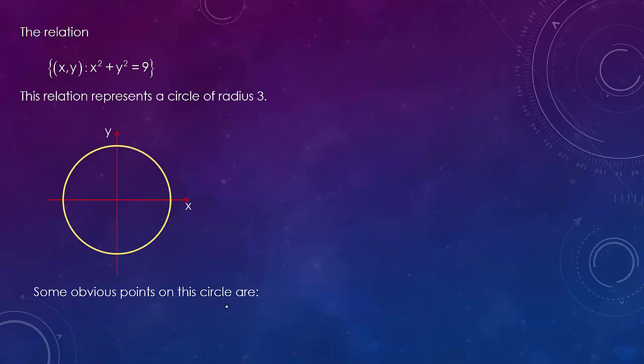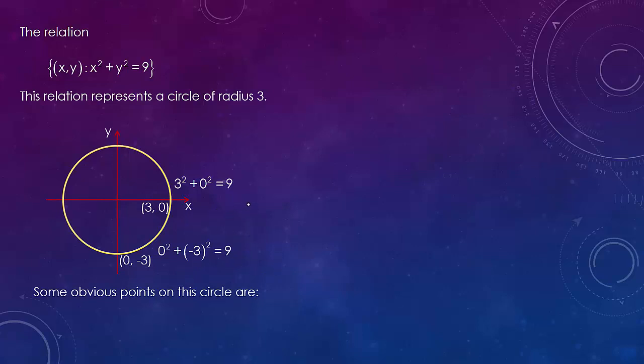Some obvious points on the circle are points like 3, 0. How do we show that's on the circle? Well, if we substitute x equals 3 and y equals 0 into the equation x squared plus y squared is 9, we get 3 squared plus 0 squared, and that is equal to 9, which shows that 3, 0 lies on the circle. Another obvious point is 0, -3. So x is 0, y is -3. Substitute that in, and we also get 9.